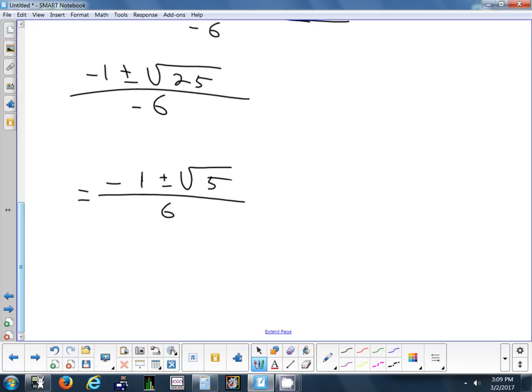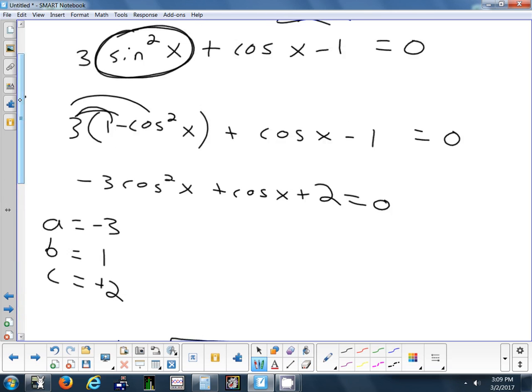And what's that equal to? It's not equal to x. What are we solving for? We're solving for whatever is in the middle. Okay, cosine x.